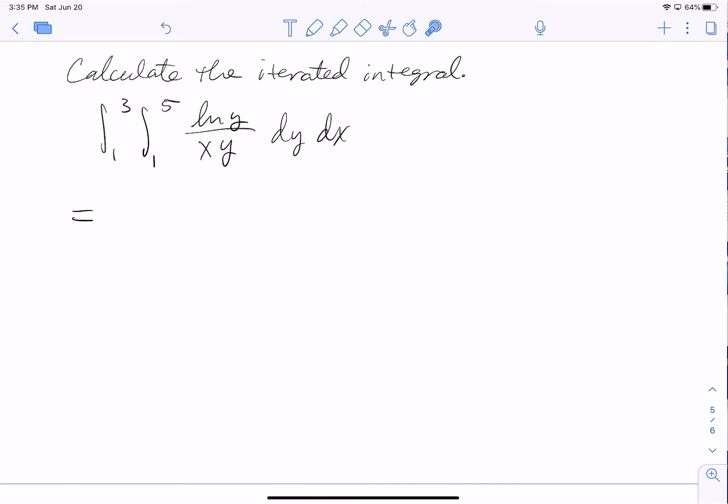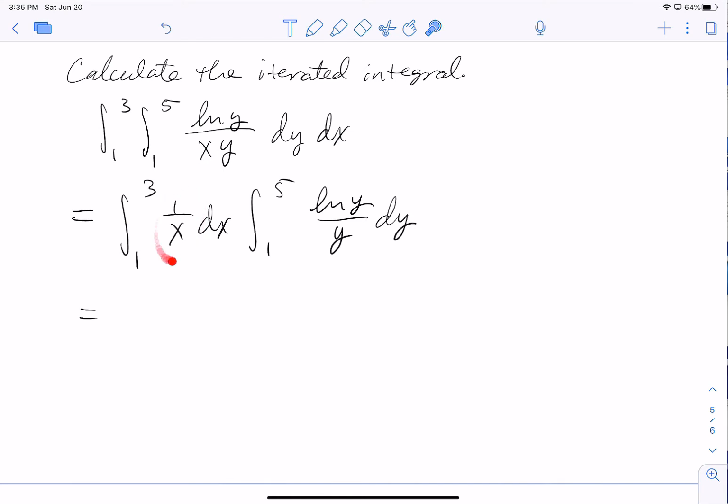The integrand can be expressed as a function of y times a function of x. So I'm going to write this as the integral from 1 to 3 of 1 over x dx times the integral from 1 to 5 of the natural log of y over y dy. And we'll integrate these separately. The integral of 1 over x dx is the natural log of x. That's going to be evaluated from 1 to 3.